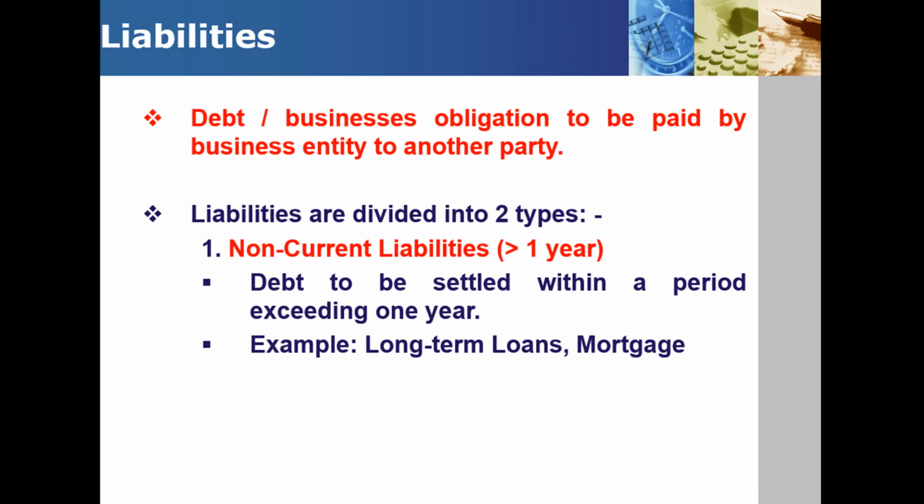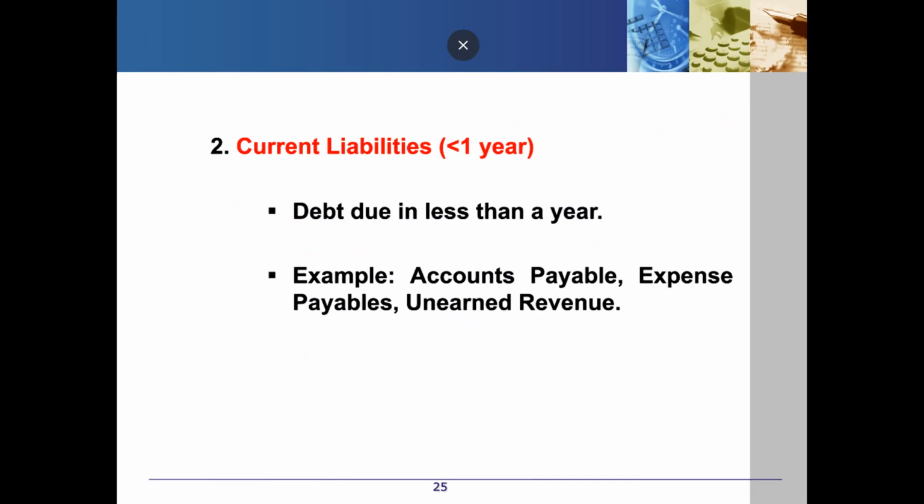Next, liabilities. What is liability? Liabilities are debt or business's obligation to be paid by business entity to another party. Liabilities are divided into two types. 1. Non-current liabilities, in excess of 1 year, where debt is to be settled within a period exceeding 1 year. Example, long-term loans and mortgage.